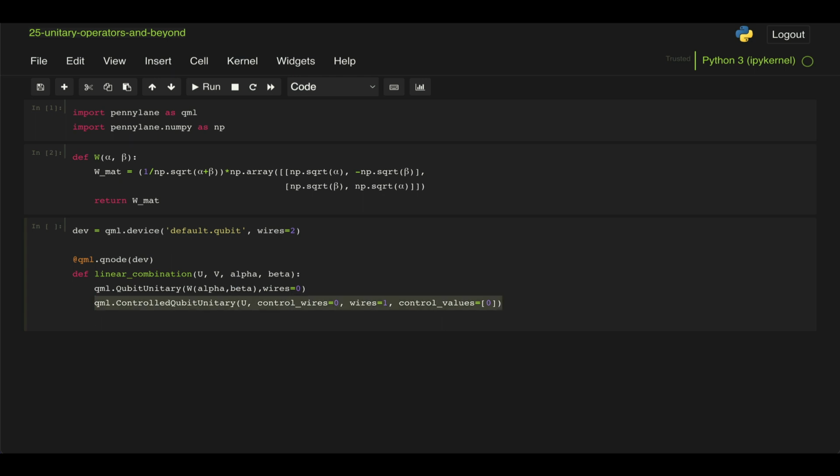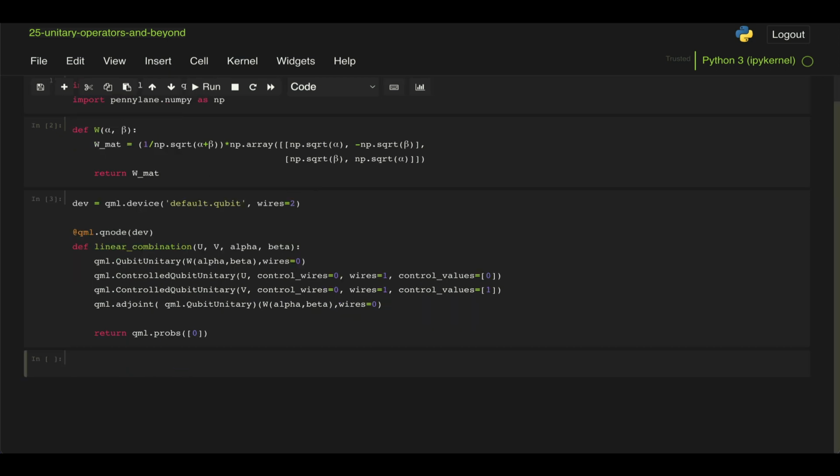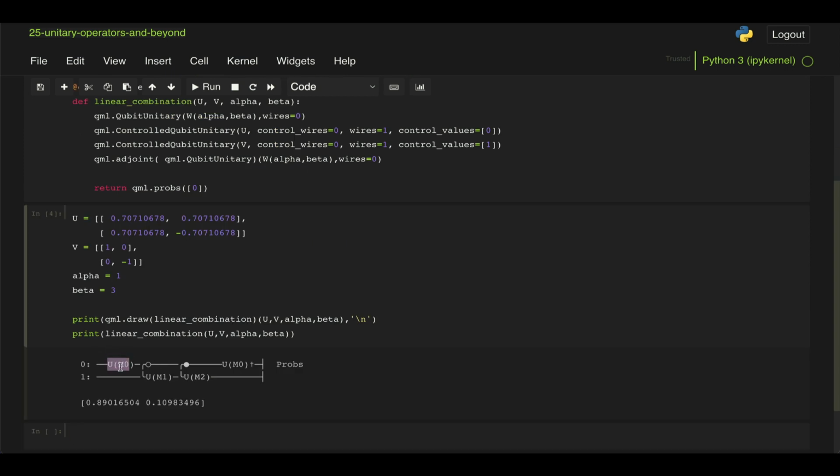And then for the controlled unitary V, it's the exact same thing, but that gate gets activated when the control qubit is 1. And then we need to apply the transpose conjugate of that unitary W, so we use the qml.adjoint function in PennyLane to do that. And then we're asked to just return the probabilities of the auxiliary state. Okay, so these are the inputs that are given to us for the unitary U, unitary V, and alpha and beta. If we now both print our circuit and the output, here we can see that we have a circuit that applies that W gate, the controlled U, the controlled V, and the transpose conjugate of that W gate.